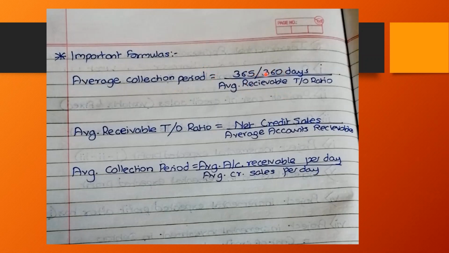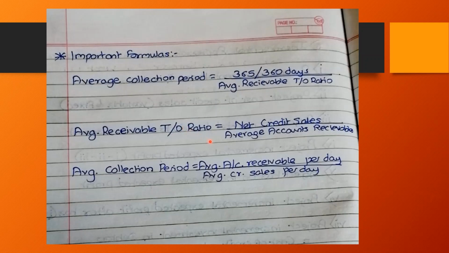Now why are both the days given? Because it is always mentioned in the question. So you can assume any number of days, but mostly the number will be given in the question, divided by the average receivable turnover ratio. Now what is the average receivable turnover ratio? It is easy. It means, from credit sales, how many average debtors we have and how many have returned us the amount.